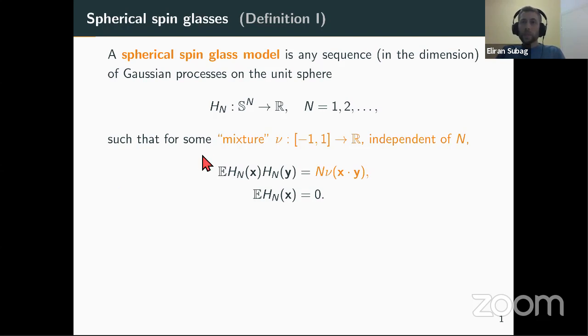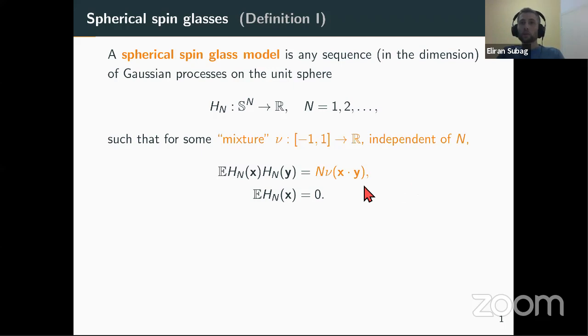And the characterizing property of these models is that the covariance between the value at x and y is given by n times a function, which we call a mixture, nu, applied to the inner product. This function does not depend on n. Okay, so this is a certain consistency property which relates the models for different values of n.